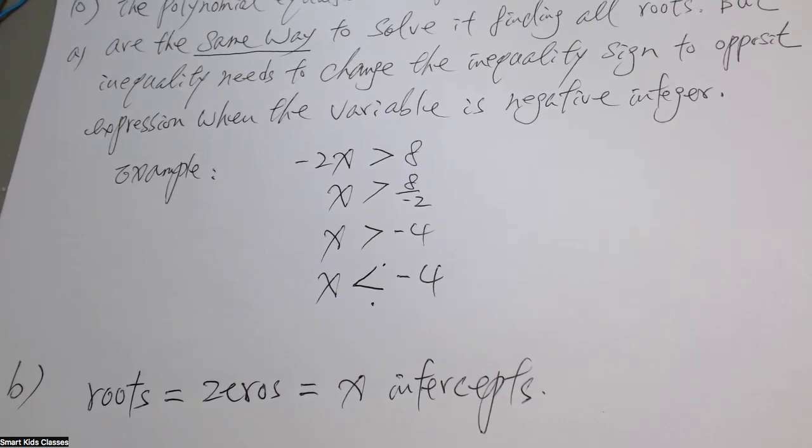Now in B, what are the roots? Roots equal zeros equal x-intercepts. They all mean one thing, the same meaning.